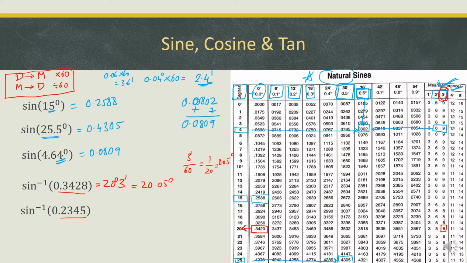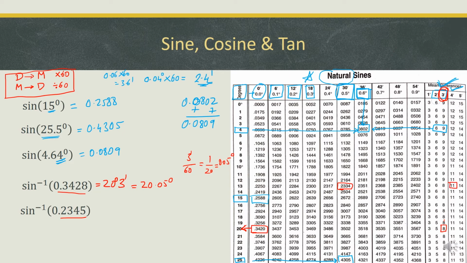0.2345. Let us try to find out. So 0.23. So this is the nearest number I got, 0.2334. To make it 45, we need extra 11 numbers. So we got 11 over here.